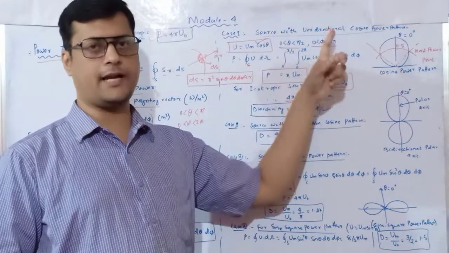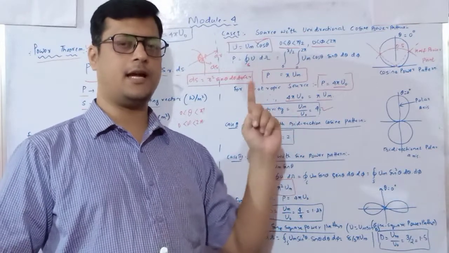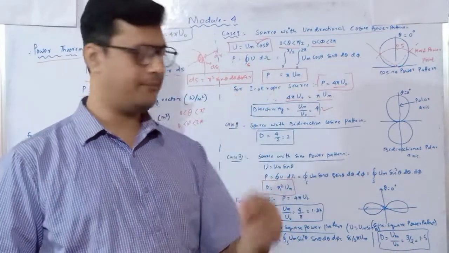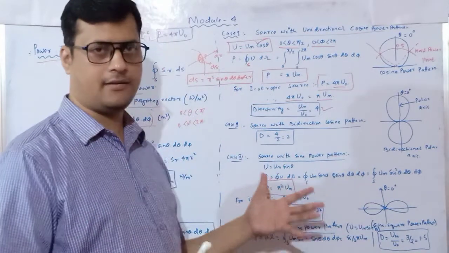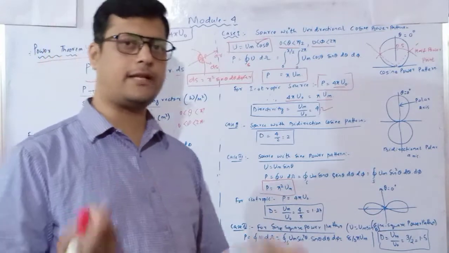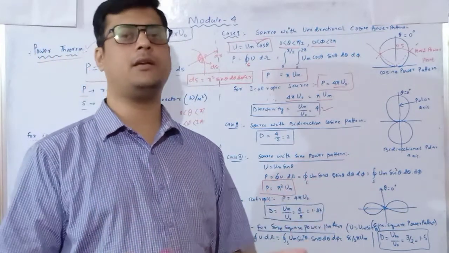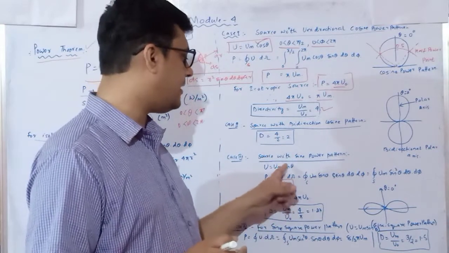If it is a cosine pattern, unidirectional, the directivity is 4, and if it is bidirectional, the directivity will be 2. Similarly for sine square, if the sine pattern is squared, cosine square also you can consider. So sine square means your value will be sine square theta. In place of sine theta, it is only square.